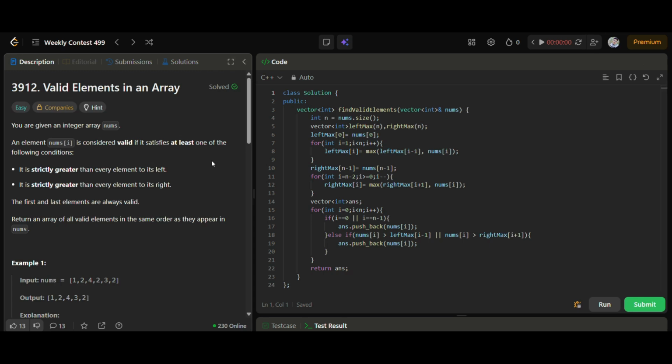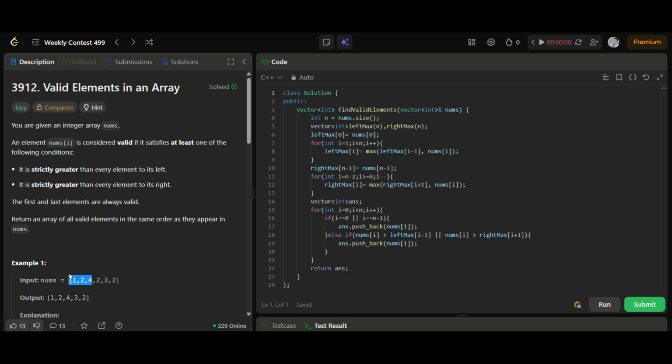You are given an integer array nums. An element nums[i] is considered valid if it satisfies at least one of the following conditions. What are my conditions? It is strictly greater than every element to its left. Means if it's my 4, then every element means 1, 2, then 4. So until here it is valid.